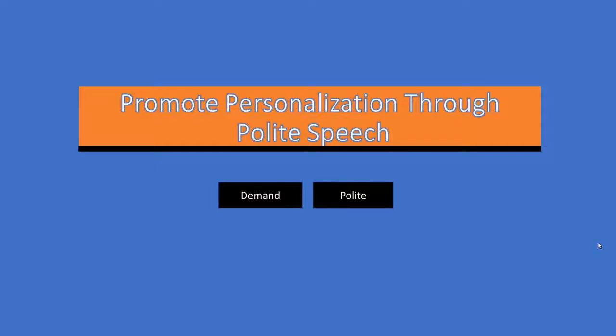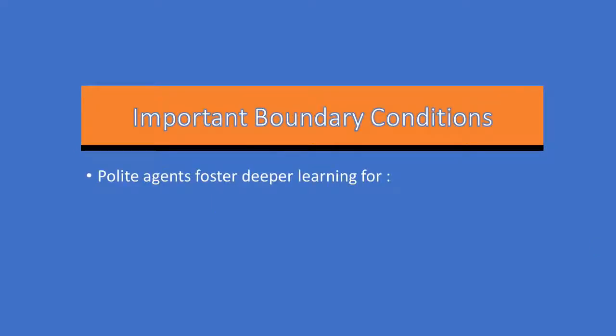Let's look at another pair. Demand version. The tutor wants you to calculate the result now versus polite version. Shall we calculate the result now? Which version do you like better? Will the politeness work for everyone?